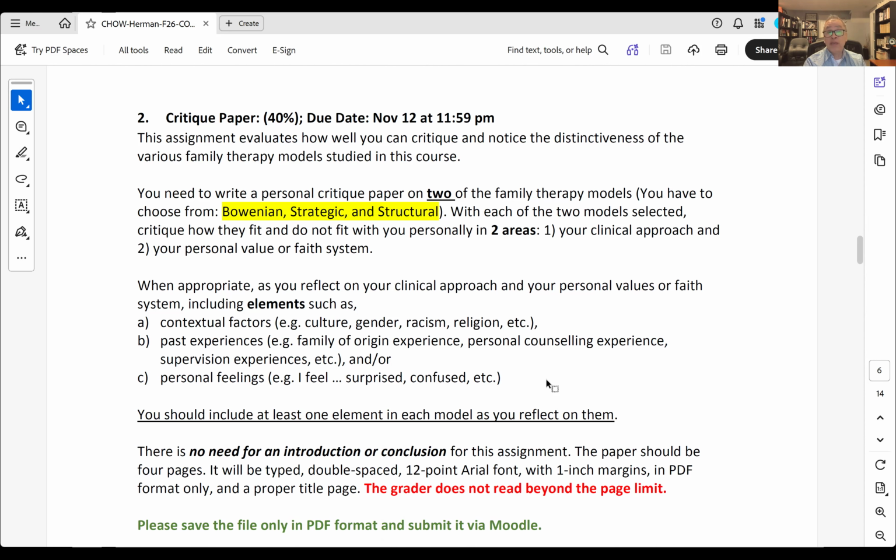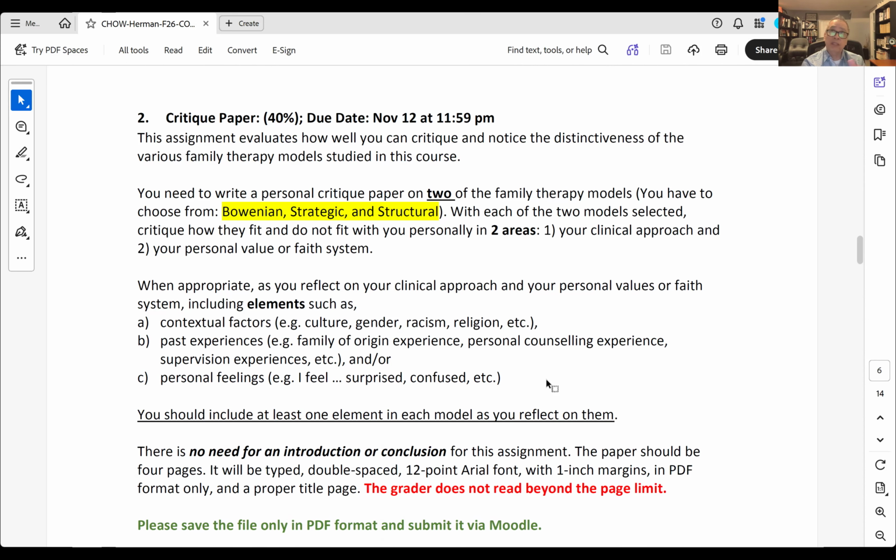The paper should be 4 pages long, double spaced, typed, 12-point Arial font with 1-inch margins. And I'd like it only in PDF format. You will have to submit that through the Moodle page. We will only accept PDF files. Make sure that this is a PDF.